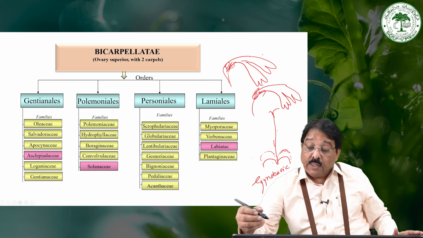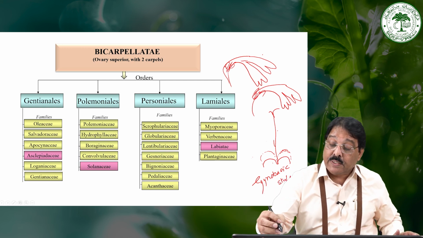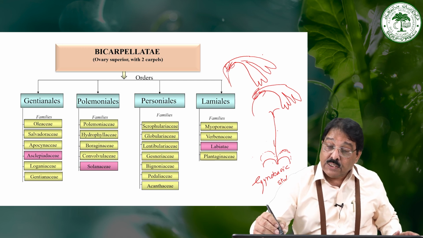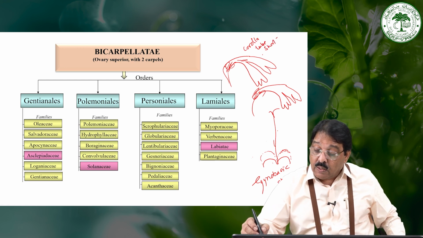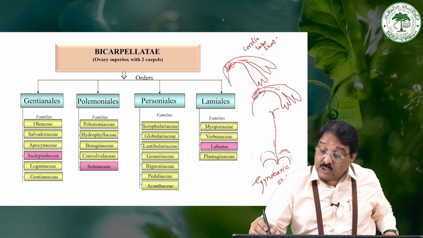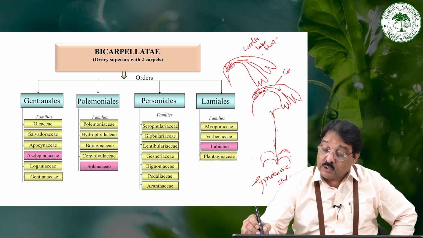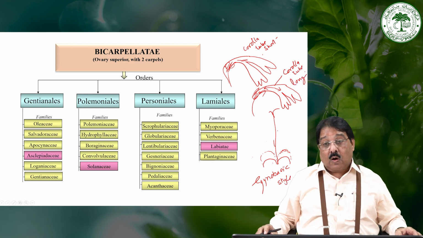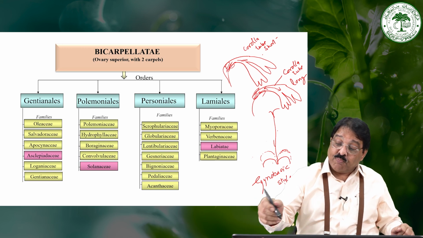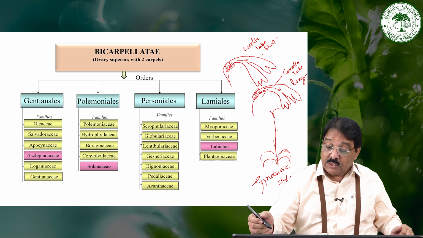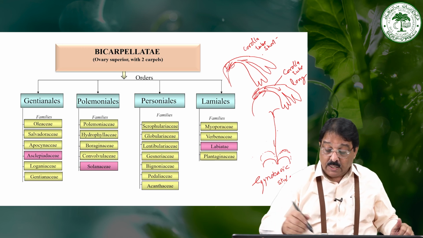What is the difference? In the case of bilabiate, in both the cases the bilabiate corolla is there. Here, if the incision is deep, it means the corolla tube is short. While in the case of Acanthaceae, here also it is bilabiate, but the incision is very shallow, it is superficial. So, the corolla tube is long. So, there is a big difference between the corolla of the Lamiaceae, or you can say the Labiatae, and the corolla of the Acanthaceae.